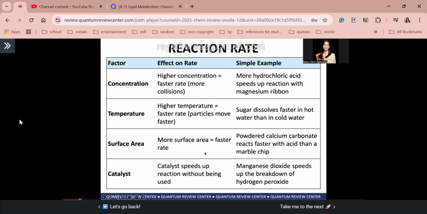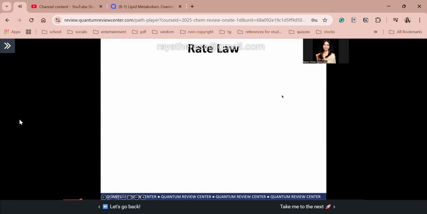And lastly, a catalyst speeds up the reaction without being used up. Okay, so for example, manganese dioxide speeds up the breakdown of hydrogen peroxide. So manganese dioxide here is the catalyst for the breakdown of hydrogen peroxide. Ayan. Very easy, right? Now, let's describe the rate law.